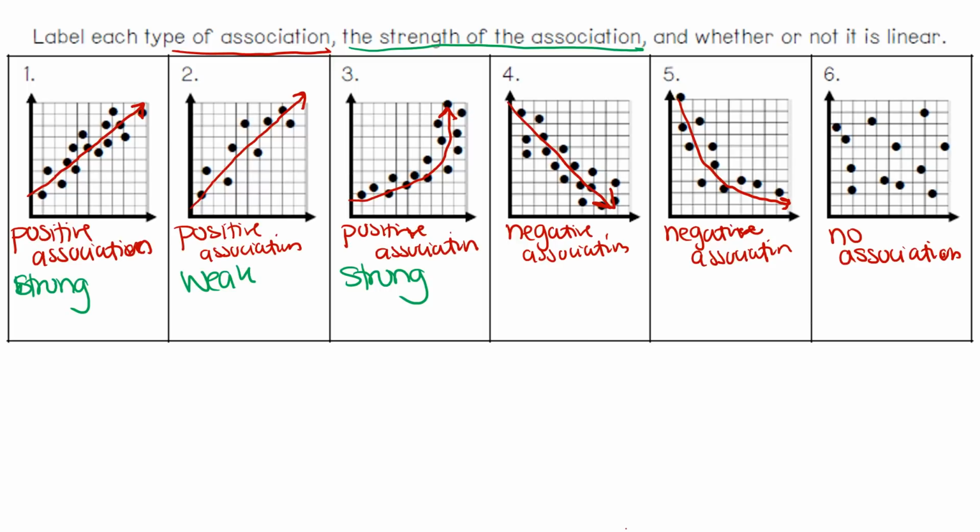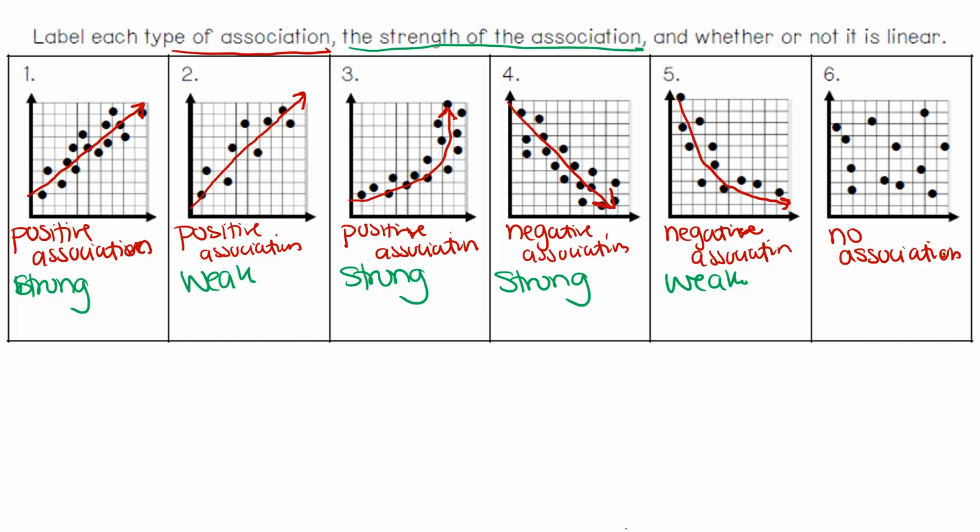In number 4, the points are again still close together, so that is a strong association. In number 5, the points are far apart, so that is a weak association. And again, in number 6, there's no association, so it's not strong, it's not weak, it's just nothing.